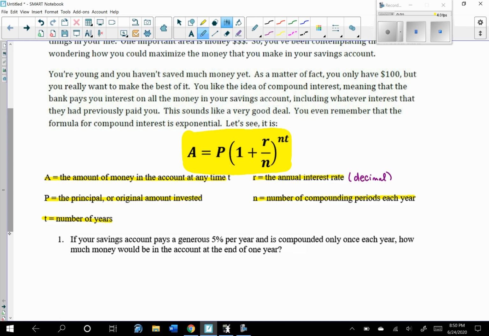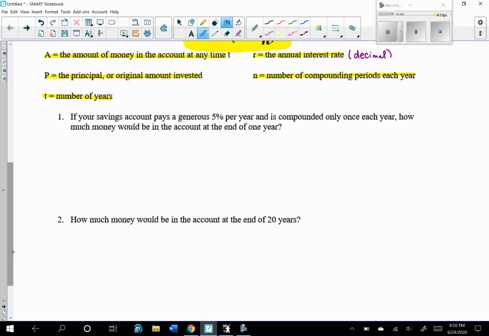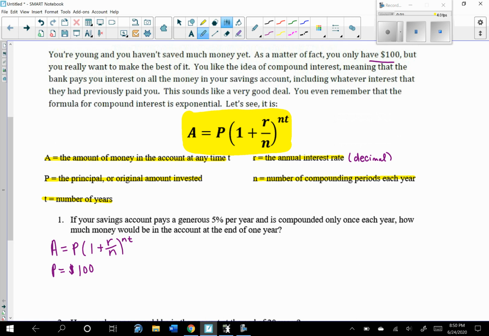So for question 1, it says, if your savings account pays a generous 5% per year and is compounded only once each year, how much money would be in the account at the end of 1 year? So I always like to rewrite the formula each time, because it's kind of like when you learned how to spell, the more you write something down, the more you'll keep it to memory. So for this one, our P, which is our principal, it told us above, $100.